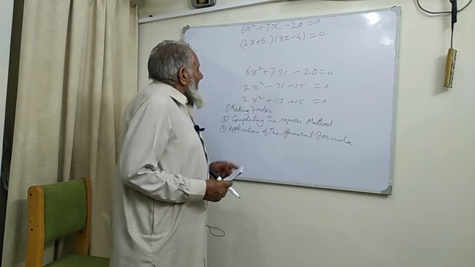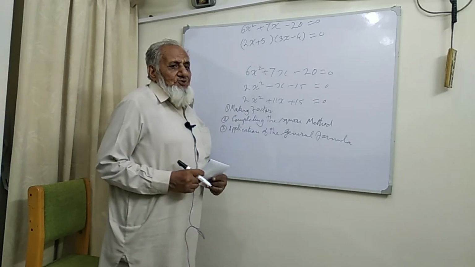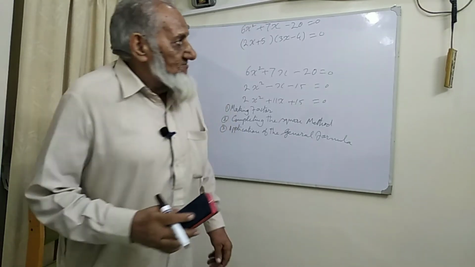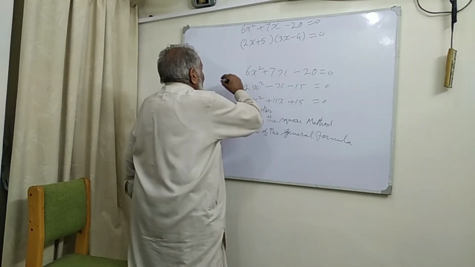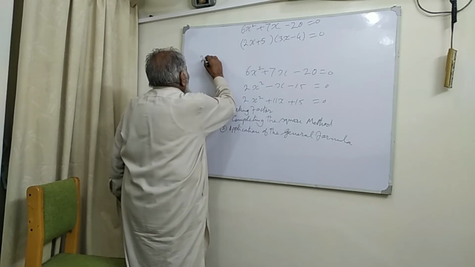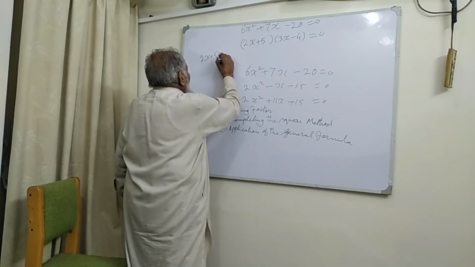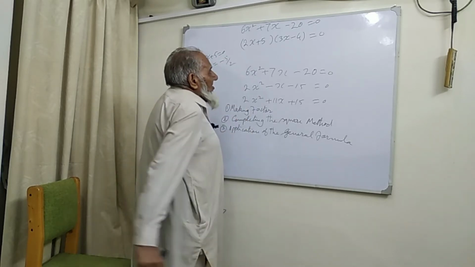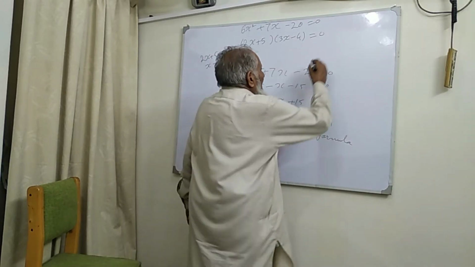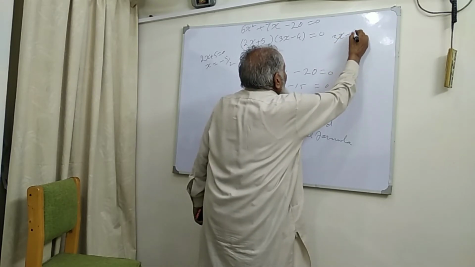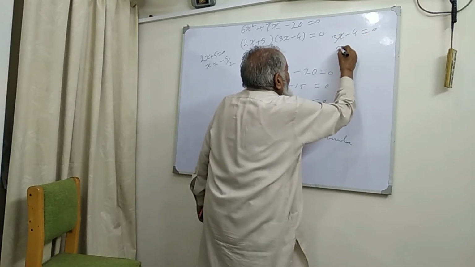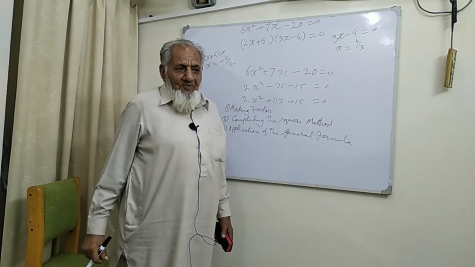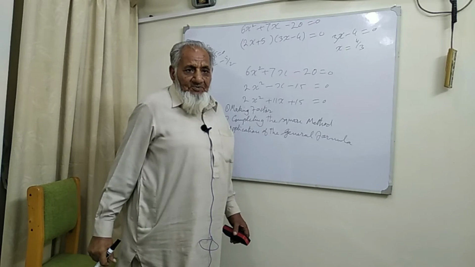Anyhow, now put each factor equal to 0. There are two possibilities. 2x plus 5 may be 0. This means x must be equal to minus 5 by 2. Second possibility is that 3x minus 4 equal to 0, or x is equal to 4 by 3. This is how we make the factors and solve the equations.